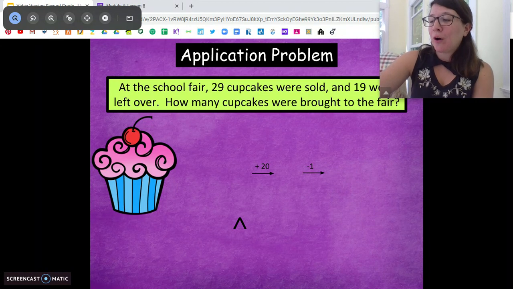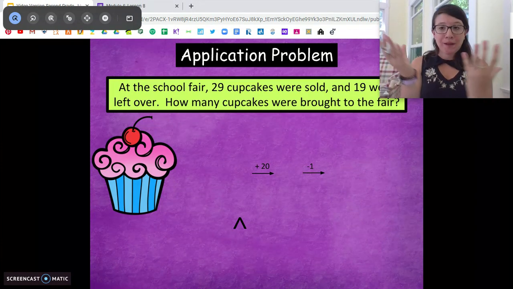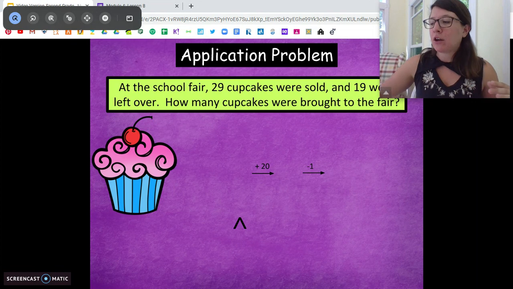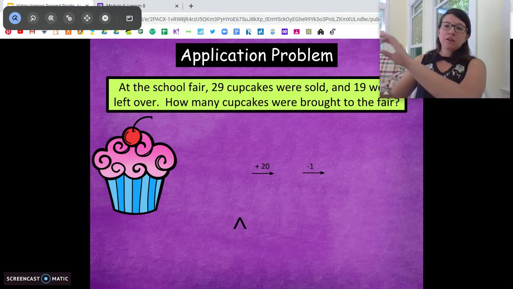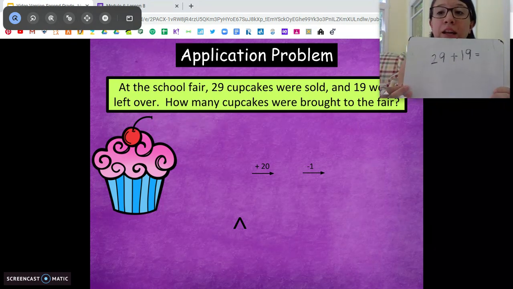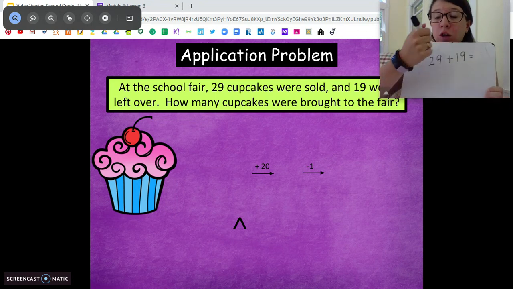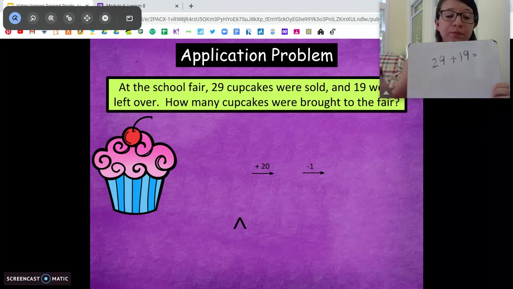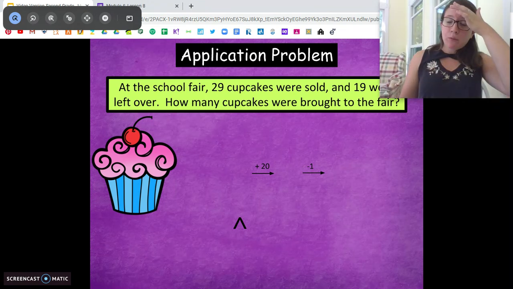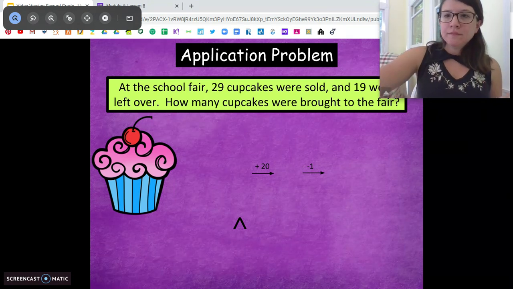Absolutely. We are going to add them. We want to know how many cupcakes we started with all together. So you are going to add 29 plus 19. I want you to solve this in the way that best works for you, the arrow method or a number bond. So pause and do that now, and we'll go over it.